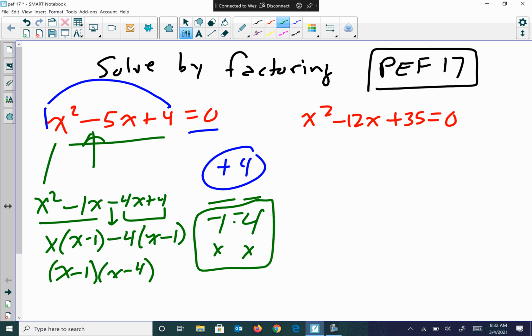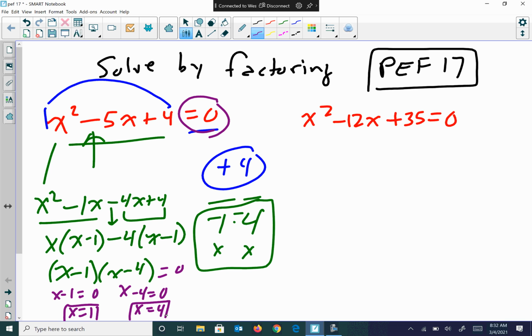But we're not done. If it's a solving problem and you get to that point, you're going to lose 2 points. Okay? You have to realize I had it equal to 0. So set both those equal to 0. So x minus 1 equals 0. So that means x equals 1 if I add that to both sides. x minus 4 equals 0. Add 4 to both sides. Pretty straightforward.